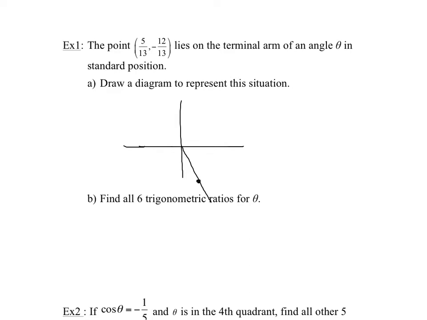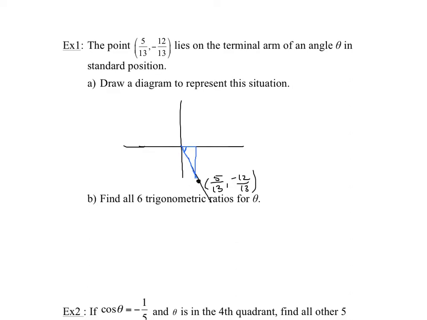Okay, everything's good. Now find all 6 trigonometric ratios for theta. So again, we're going to have this triangle here, right? This is our triangle that we can create, and this is the angle theta right over here. Okay, so since this point, maybe I'll put the coordinates. This is 5/13 and negative 12/13.